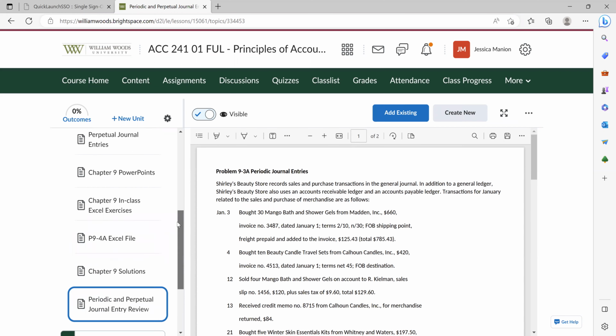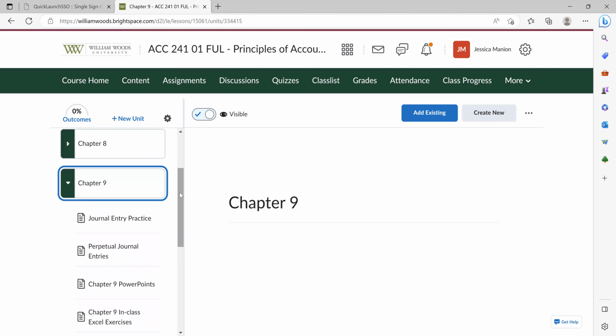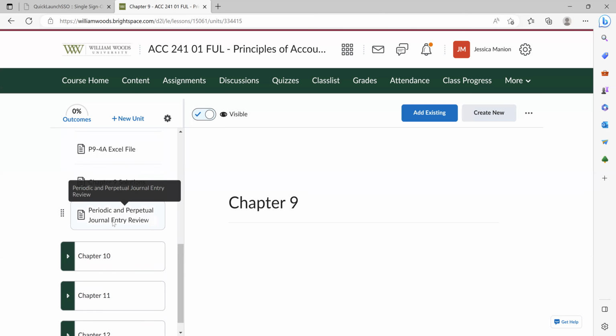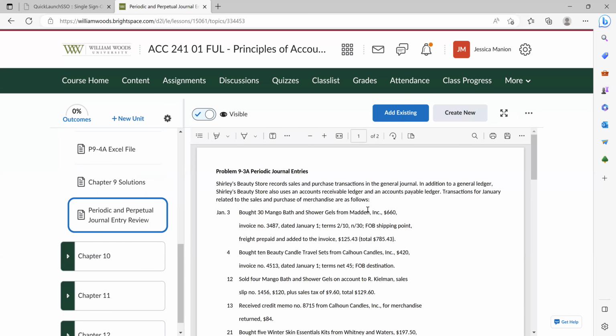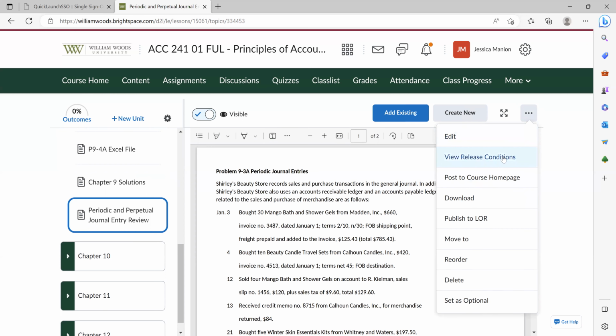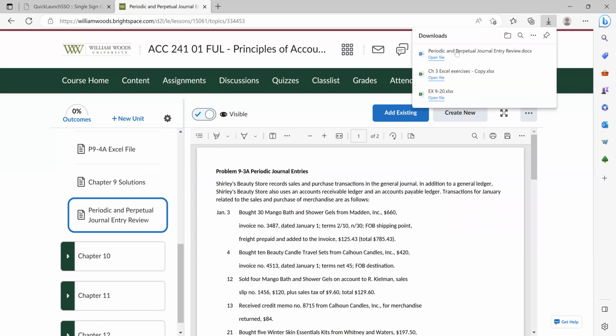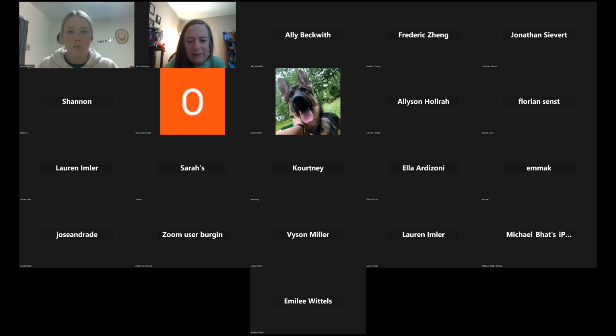Under chapter 9, this is our chapter 9 content folder. Toward the bottom, it says periodic and perpetual journal entry review. These are problems from chapter 9, where we started to get practice with these journal entries. So let me download this, and then we're going to work through these together. Let me stop sharing my Brightspace screen and get the Word document pulled up here.